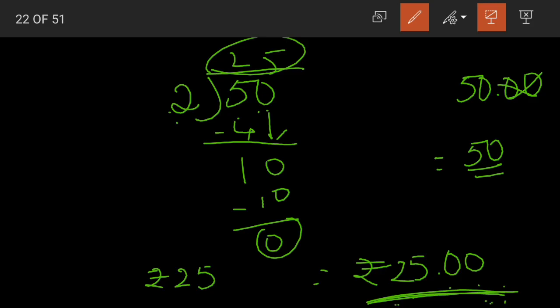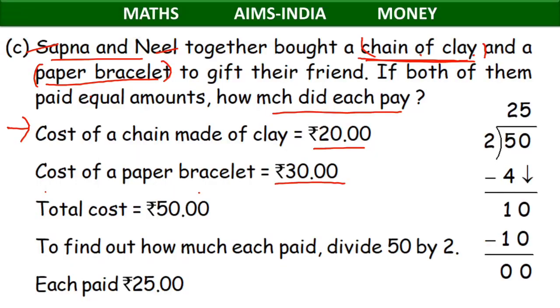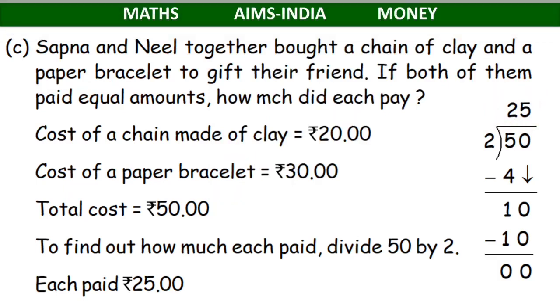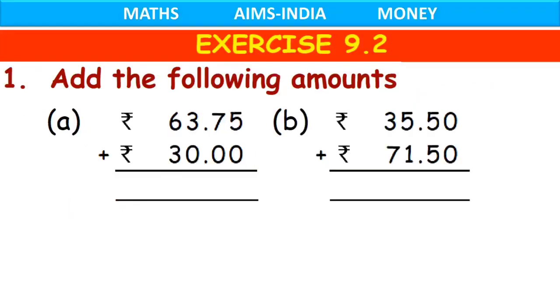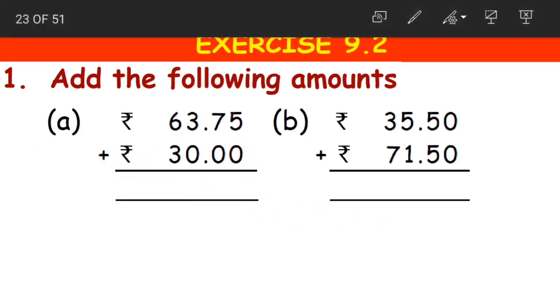Here the amount is shared or divided between two people. So to find out the amount paid by each person, we have to divide the total by the number of people. That is what we have done here. Now how much did each pay? Each person paid 25 rupees and 0 paise. Understood, children, the concept of division. Now coming to our exercise problems here, add the following amounts.